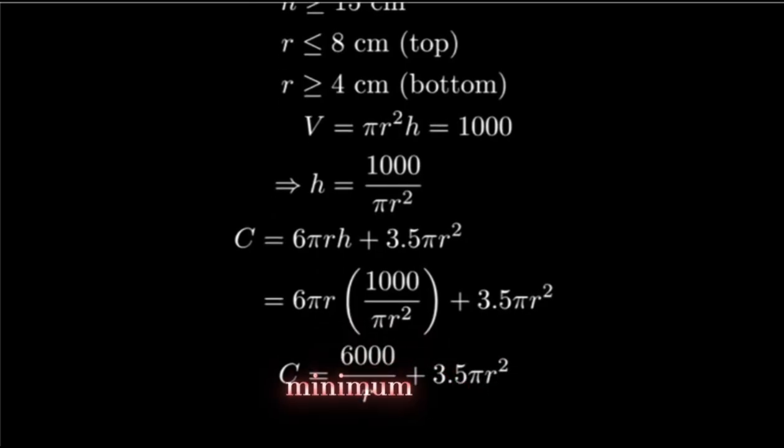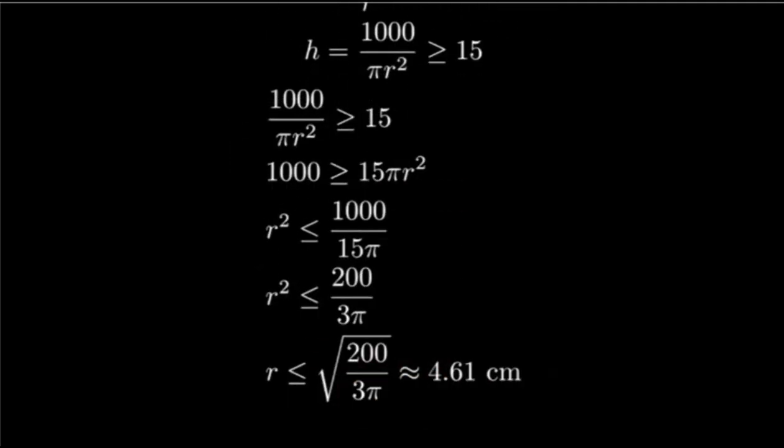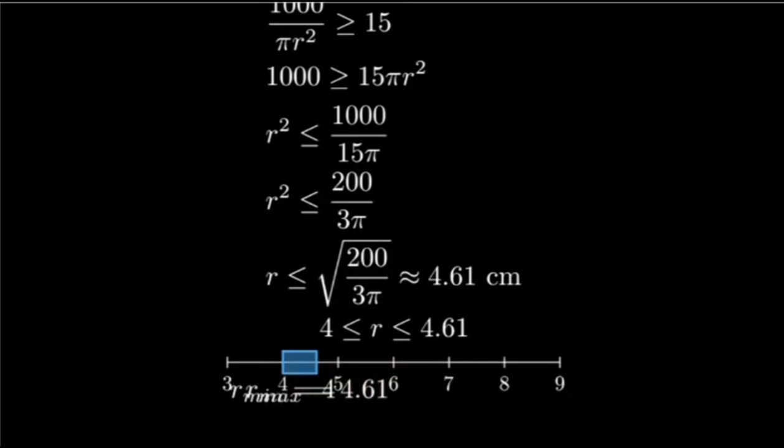Now let's consider the minimum height constraint. Since h equals 1000 divided by pi r squared must be at least 15, we get 1000 divided by pi r squared is greater than or equal to 15. Solving this inequality, 1000 is greater than or equal to 15 pi r squared. r squared is less than or equal to 1000 divided by 15 pi. r squared is less than or equal to 200 divided by 3 pi. r is less than or equal to the square root of 200 divided by 3 pi. r is less than or equal to approximately 4.61. Combining this with our other constraint, 4 is less than or equal to r is less than or equal to 4.61. So our feasible region for r is now this interval.